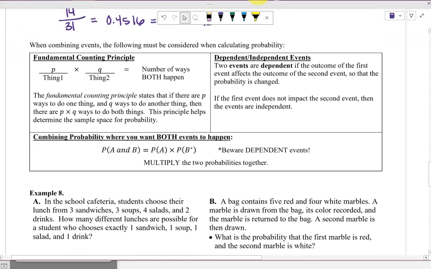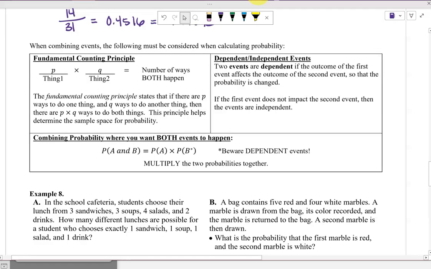Okay, when combining events, the following must be considered when calculating probability. Okay, the fundamental counting principle is the probability of thing 1 times the probability of thing 2. And that's the number of ways that both things can happen. The fundamental counting principle states that if there are p ways to do one thing and q ways to do another thing, then there are p times q ways to do both things. This principle helps determine the sample space for probability.